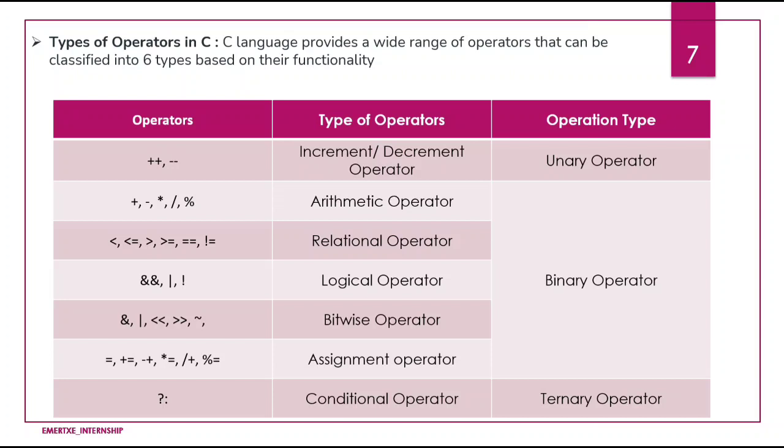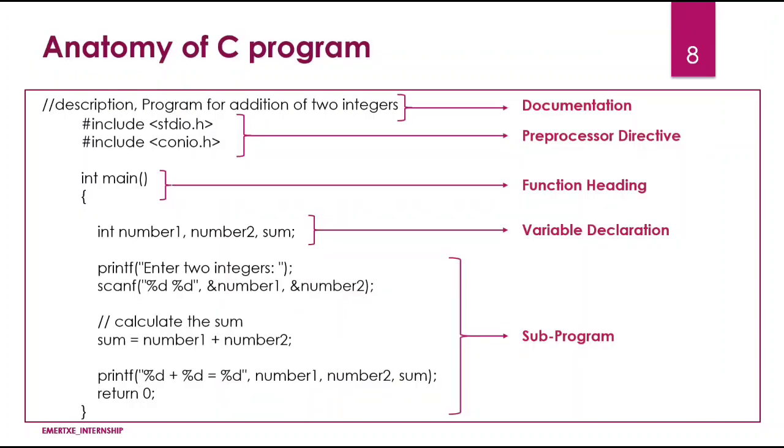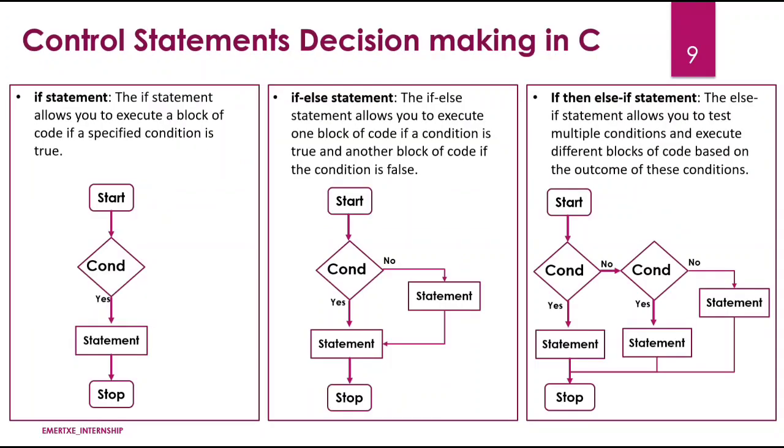So what is the basic anatomy of a C program? First we declare the preprocessor directive. In this program it is hashtag include stdio.h and conio.h. So function heading will be int main. Then we will declare the variables. So here int num1, num2, and sum are the variables. We are taking the input of two integers, so it is mentioned in printf to enter two integers. Then we have used the scanf function. Then we will calculate the sum using sum equal to num1 plus num2. Then we will print. So this is the sub program of the C program.